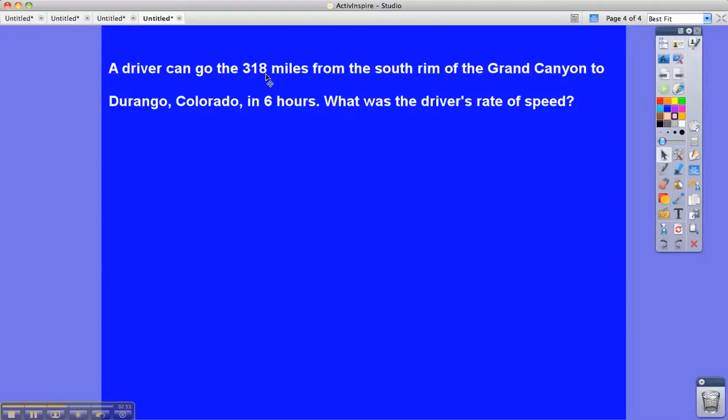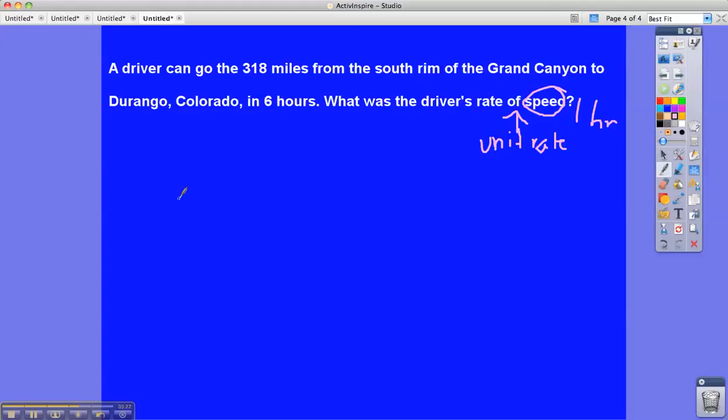So, let's look at another example together. It says, a driver can go 318 miles from the south rim of the Grand Canyon to Durango, Colorado in 6 hours. What is the driver's rate of speed? So they want to know the rate of speed. This is talking about the unit rate. So basically, since they're looking for the rate of speed, they want to know how much it is for 1 hour.